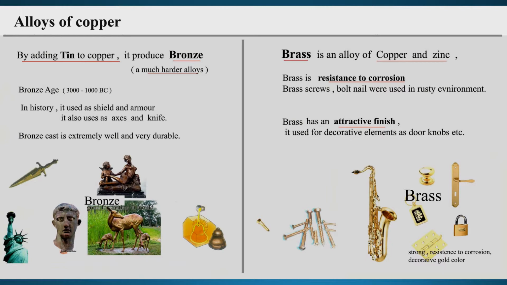They also have one very special property. They are very attractive. They look so golden. So you can see the saxophone, the doorknob, the key ring, they look so goldish, but they're not gold. They are brass, and they look like gold, but they are very strong, stronger and harder than gold, and very lasting.